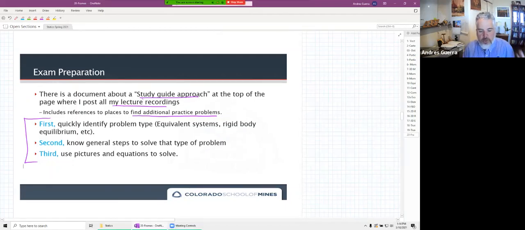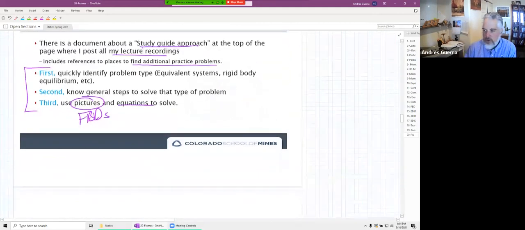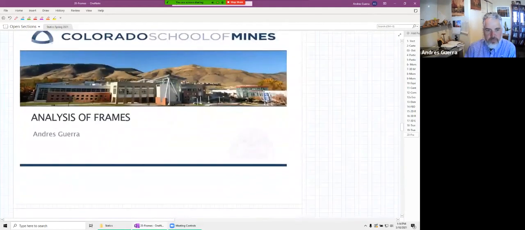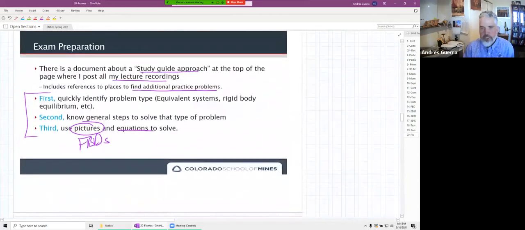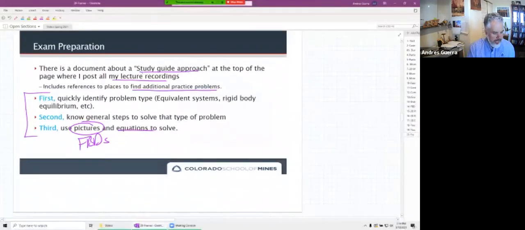And then once you identify the steps, then pictures. What I mean by pictures is mostly FBDs, and then the equations to solve for those unknowns that we're looking for. Okay, any questions about our upcoming exam here?